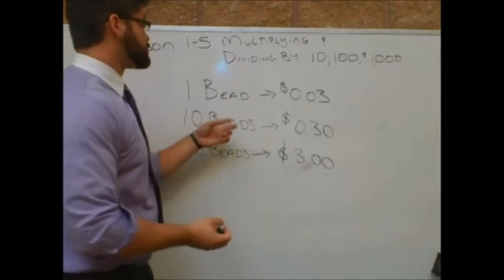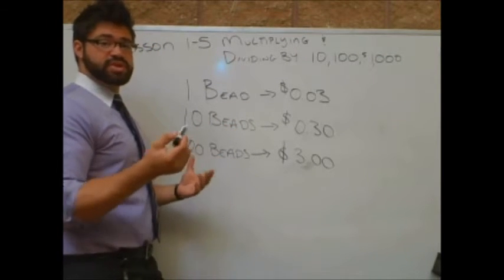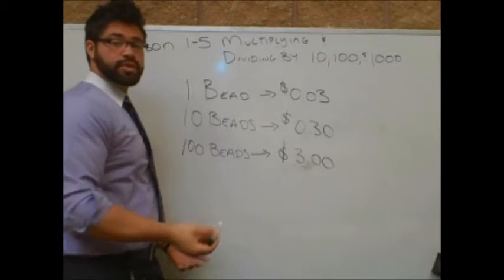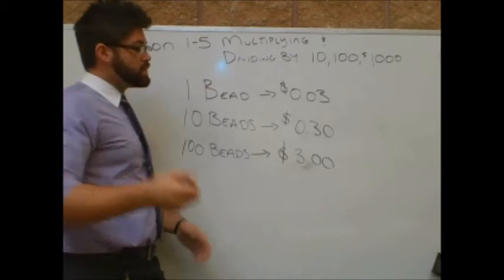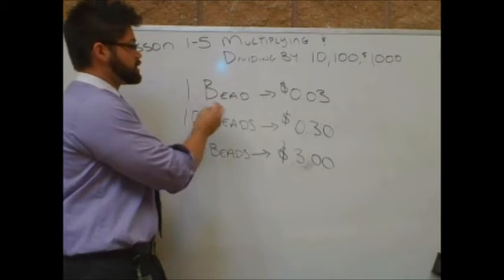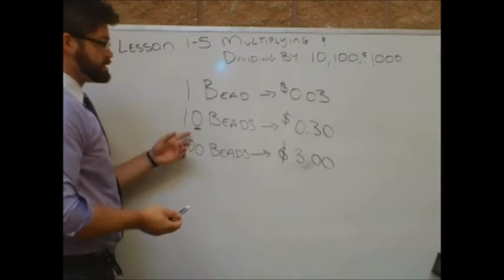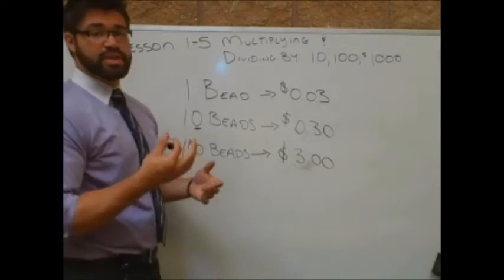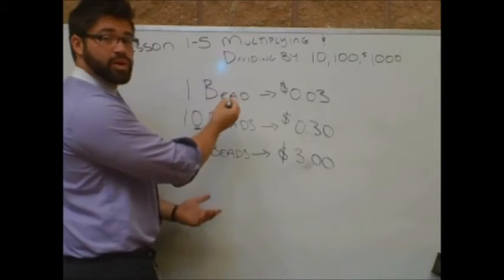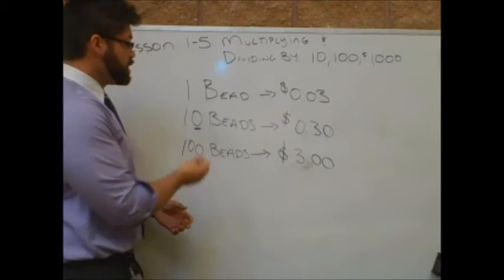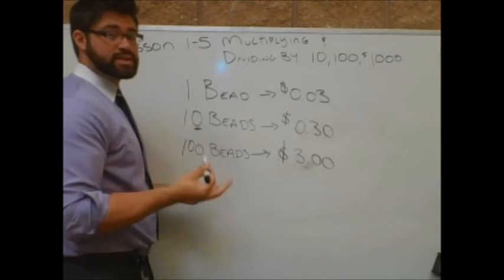Look at this. I see that there's a pattern, just like when we multiplied, we used the zeros in the tens, 100s, or 1000s. We used those zeros to count how many zeros we're adding into the product. This time, we're going to look and see, okay, there's 1 zero in 10, and that's how many times we're going to move the decimal point to the right in our product. So we started out with 1 bead being 3 cents. Then we wanted to multiply. Okay, now I have 10 beads, each costing 3 cents.